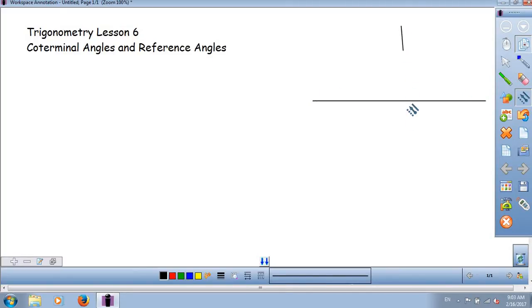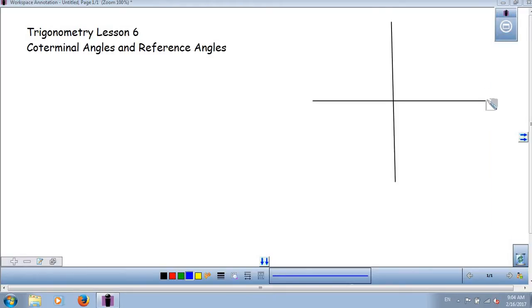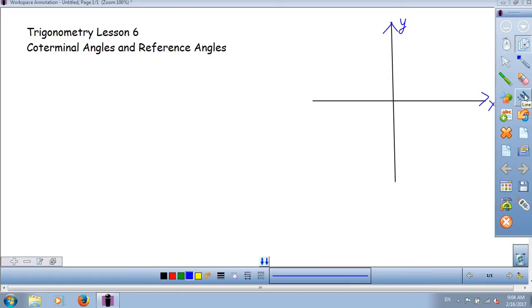Right now, pretty much all of our discussions regarding angles are related to the coordinate plane. And that is very important because we have to have a coordinate plane, the XY axis, in order for us to understand the angles and their behaviors.